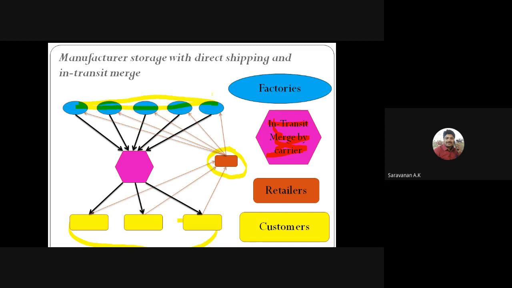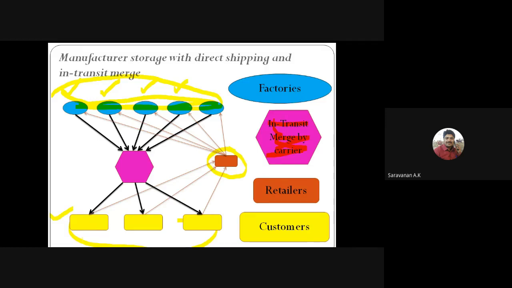For example, if you have to make a system, a CPU I want, one factory will make the RAM, one factory will make the motherboard, one factory will make the hard disk, and one factory will make the graphics card. So we have different types of factories, but the customer needs a system.